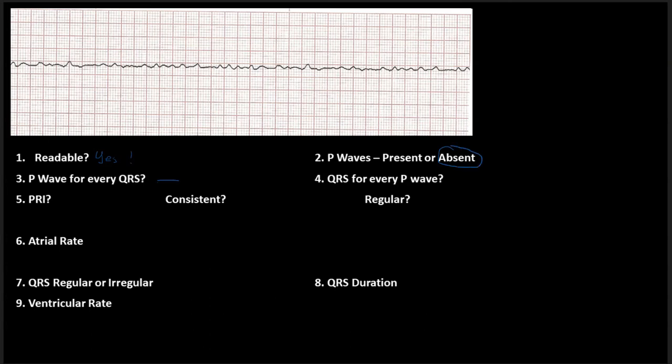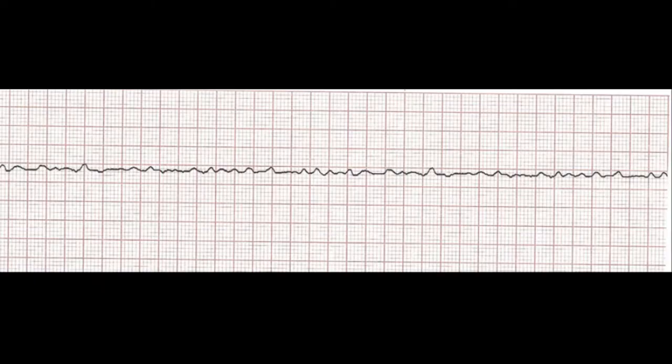Therefore, I have no P waves for QRS. I have no PR interval. It's not consistent. I can't tell that anything in there is regular, and I have no QRS for every P. Since I don't have a P wave or a flutter wave or anything like that, I have no ability to look for an atrial rate. When I look at this, there seems to be not even a pattern to it. It's just kind of all over the place.